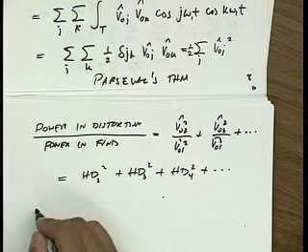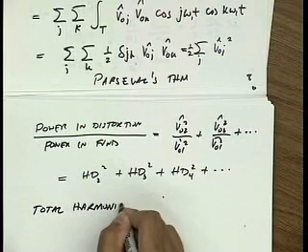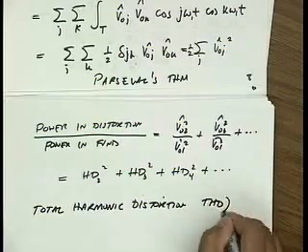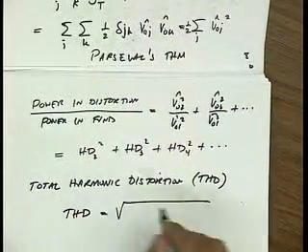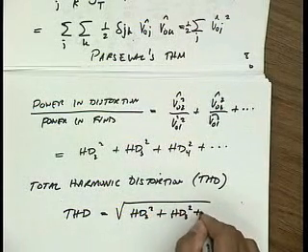Okay? So we define the total harmonic distortion, or the THD, as the square root of HD2 squared plus HD3 squared, and so on.